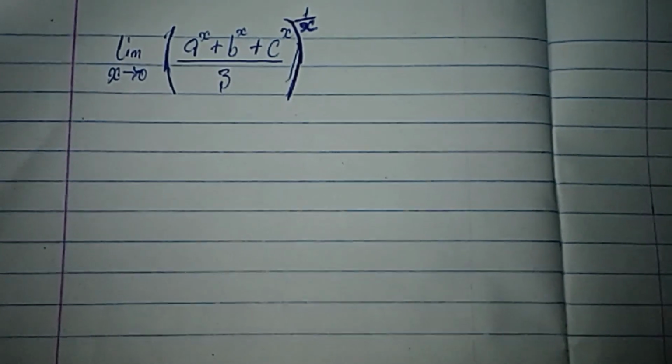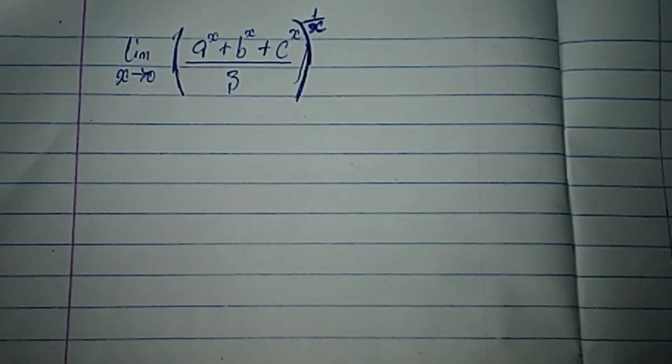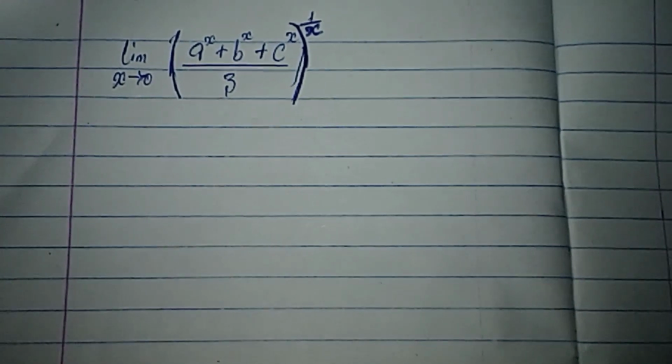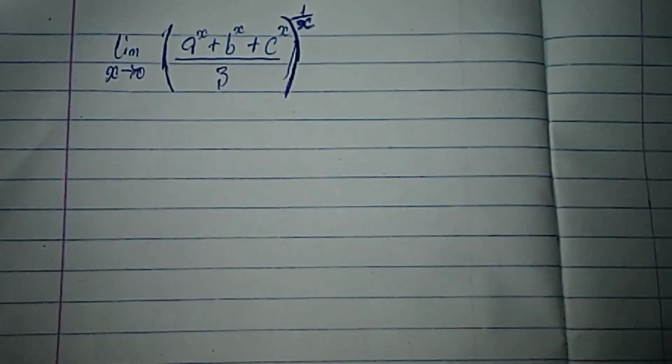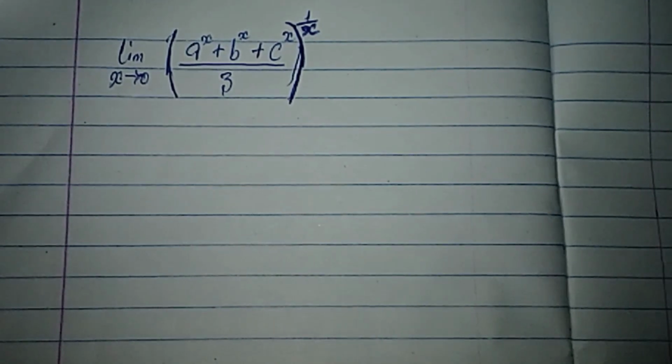Hey guys, have you seen this before? It says the limit as x goes to 0 of (a to the power of x plus b to the power of x plus c to the x, all over 3) all raised to the power of 1 over x. This is an interesting question and you will love to see how it was solved.